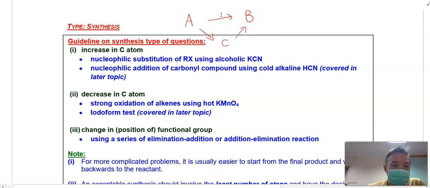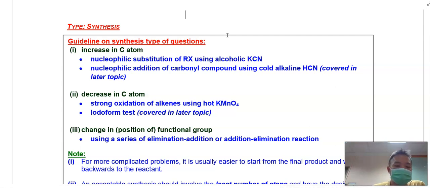So in halogenoalkanes, we are going to look at more addition reactions, and therefore you expect the demands of synthesis questions to be higher. Before I go into that, I just want to make use of the guidelines that we gave you so that you understand what it means.